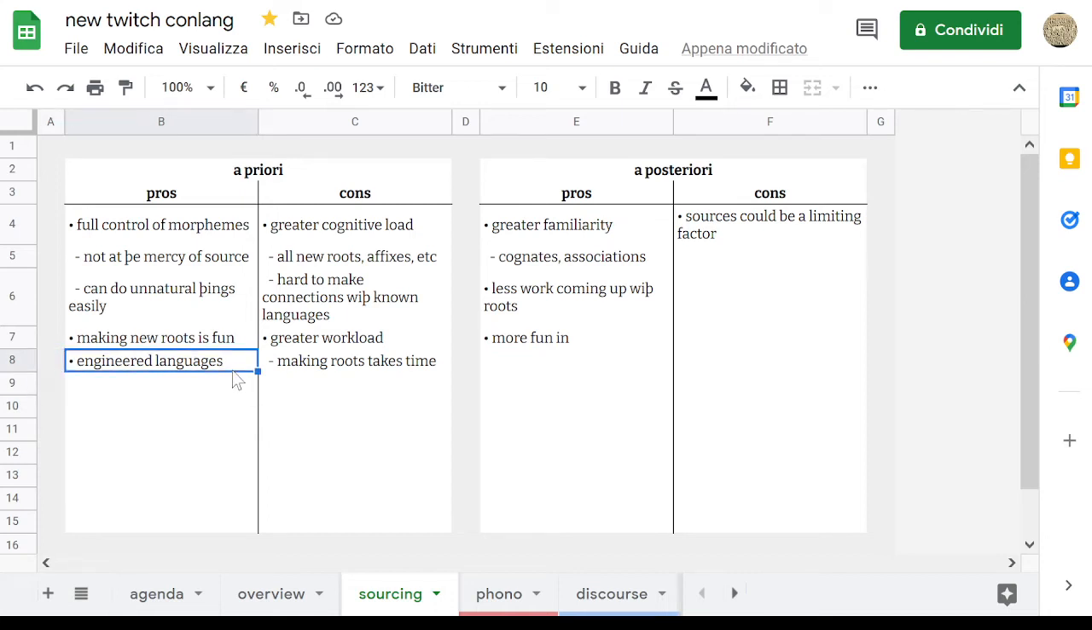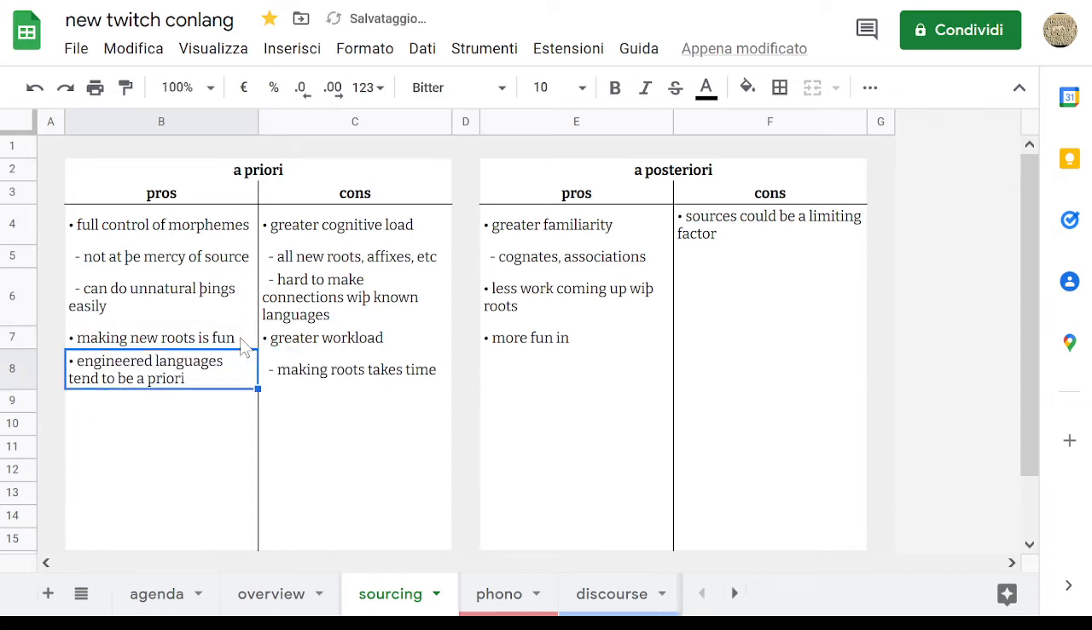Engineered languages tend to be a priori. So this is just something, I'm putting it in the pros, not because it's an inherent pro. I don't have to do what everyone else does. It's my conlang. Just because a lot of other people who do engineered languages like them to be a priori, doesn't mean I have to. But I might find that I want to. The cons that I've written here, I'm going to explain.